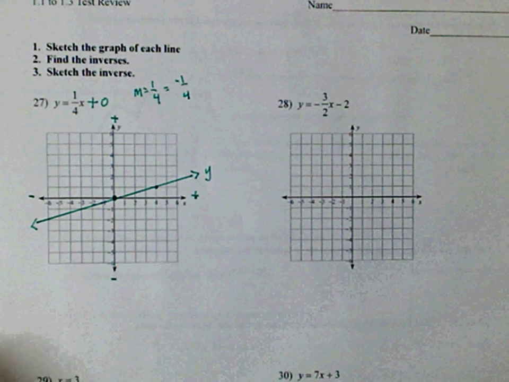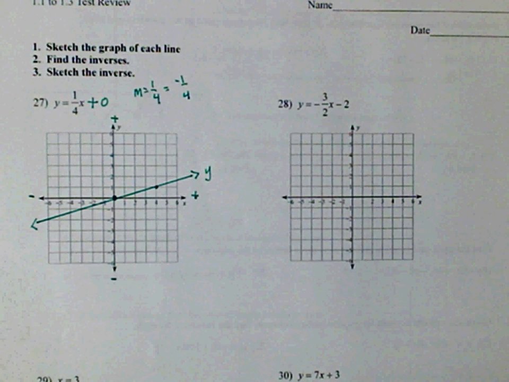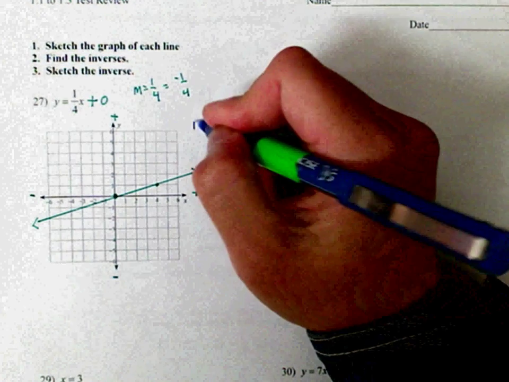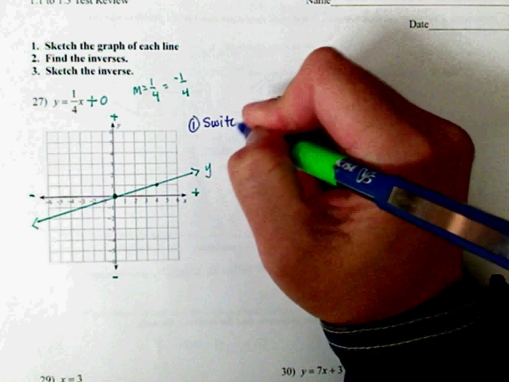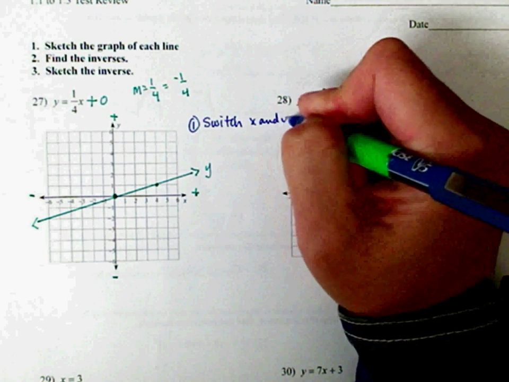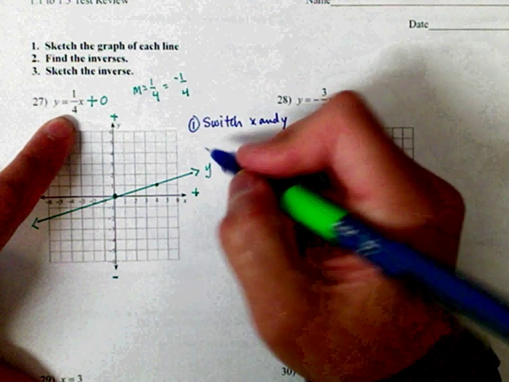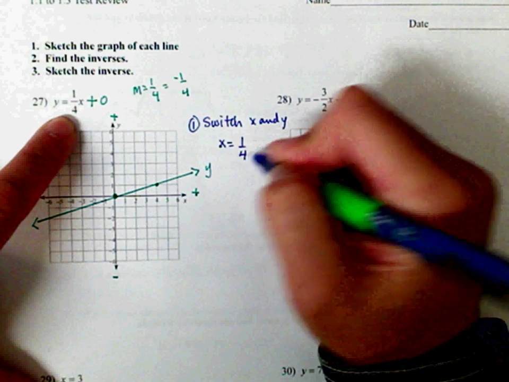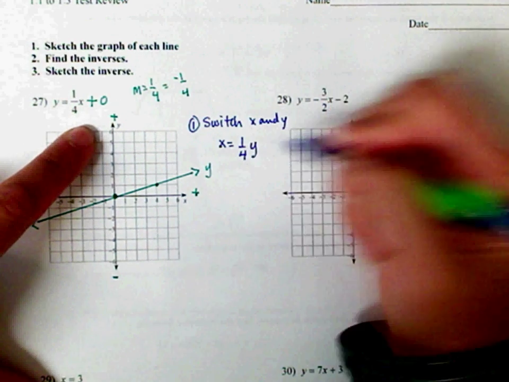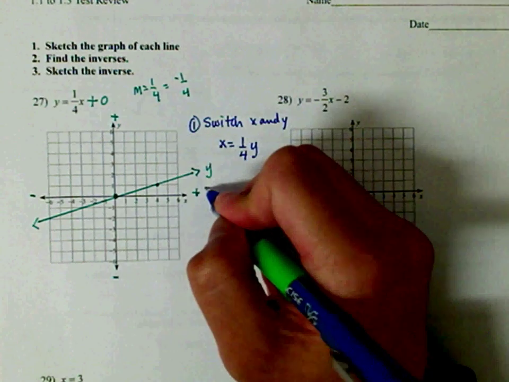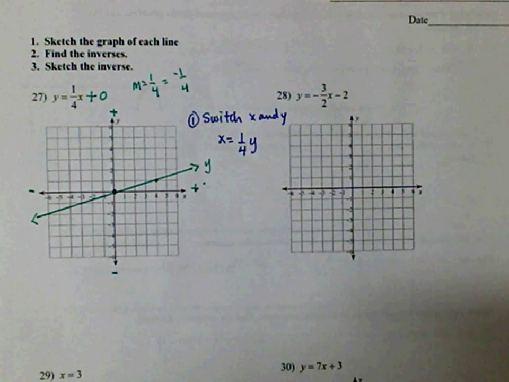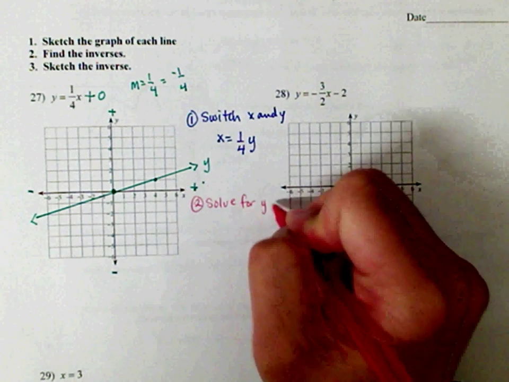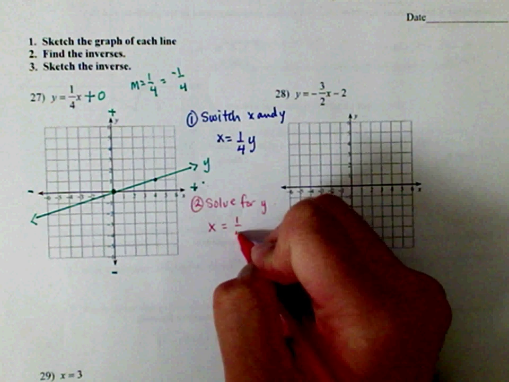To find your inverse, you're going to have to flip your x and your y. Step 1, switch x and y. So if you look right here, your y becomes your x, equal to 1/4. Your x becomes your y, okay? Step 2, solve for y. So you have x is equal to 1/4 y.